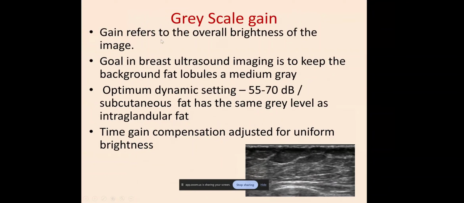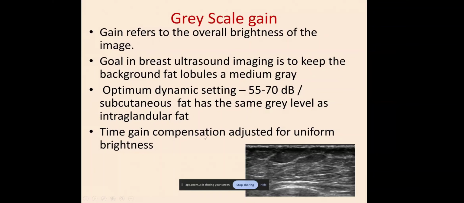The second thing that you have to adjust is the grayscale gain. What does gain mean? Gain refers to the overall brightness of the image. The goal in breast ultrasound should be to keep the background fat lobules at medium gray. You can see the fat lobule best in the subcutaneous tissue, so the gain should be adjusted in such a way that it appears as a medium gray, similar to liver grayness. You can set the dynamic range between 55 to 70 decibels, or adjust your gain so that subcutaneous fat has the same gray level as the intraglandular fat.